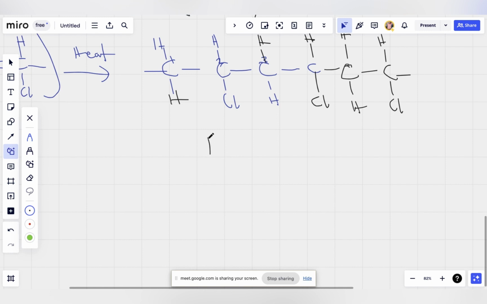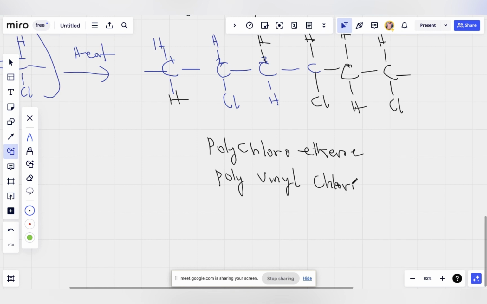The name will be poly, because you are forming a polymer. Polychloro, because there is a chlorine atom every second one. Polychloroethene, because this is ethene that is added to itself. Another name for polychloroethene is polyvinyl chloride. Polyvinyl chloride is what we call the PVC.